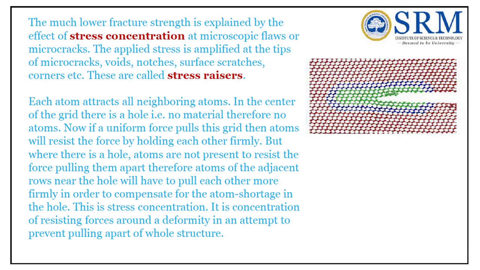So each atom attracts all neighboring atoms. In the center of the grid there is a hole, no material, therefore no atoms. Now if a uniform force pulls this grid, then atoms will resist the force by holding each other firmly. But when there is a hole, atoms are not present to resist the force pulling them apart. Therefore atoms of the adjacent rows near the hole will have to pull each other more firmly in order to compensate for the atom shortage in the hole. I think you understand this one.